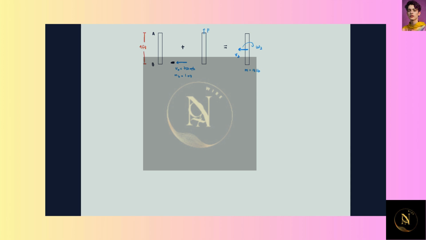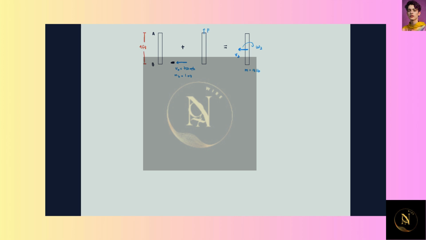This causes the beam to rotate about point A, as you can see on the last part of the sketch, with angular velocity omega 2 and its mass center to move with velocity v2. I've included in the sketch the given values. The length of the beam is 4 feet. The velocity VO is 750 miles per hour.